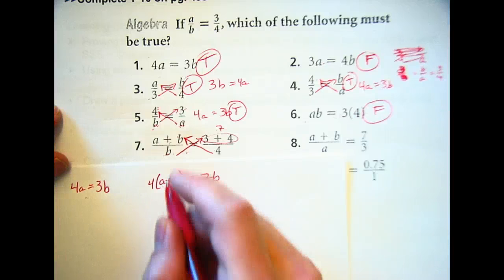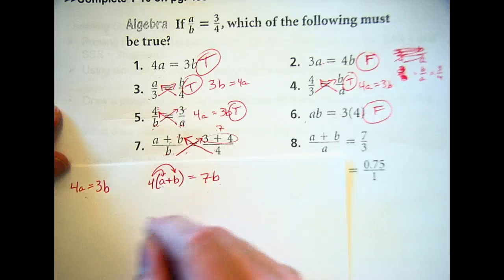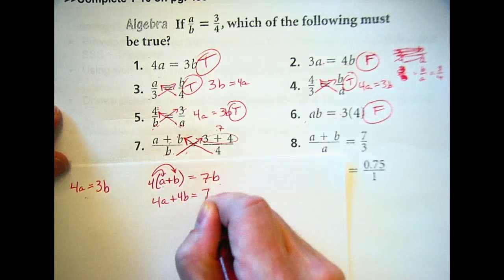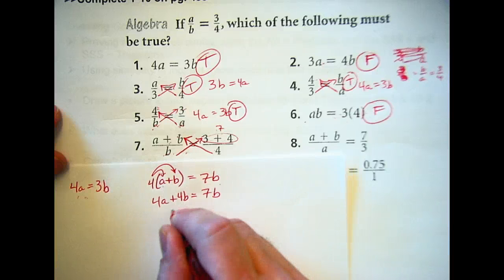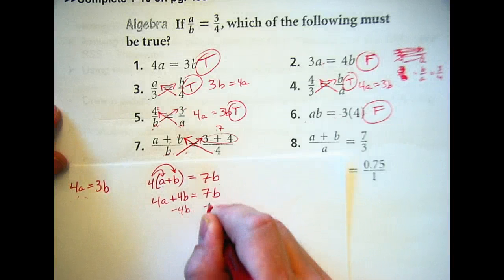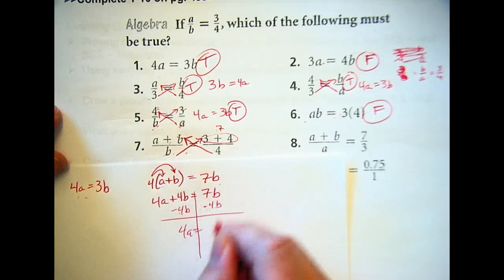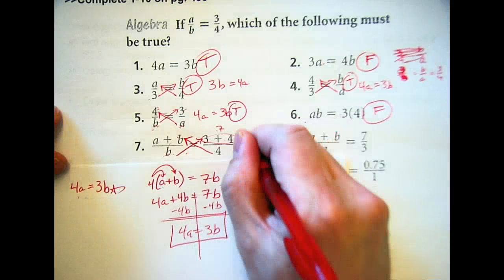That's 4 times A plus B. When I distribute this, what do I get? 4A plus 4B equals 7B. Does 4A equal 3B here? Yeah. Yeah? Maddie, how do I get that? Subtract 4B from 7B. Yeah, subtract 4B from both sides. I get 4A equals 3B, which makes this true.